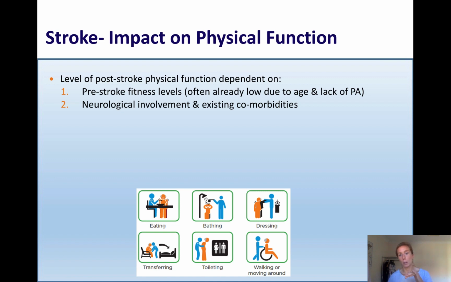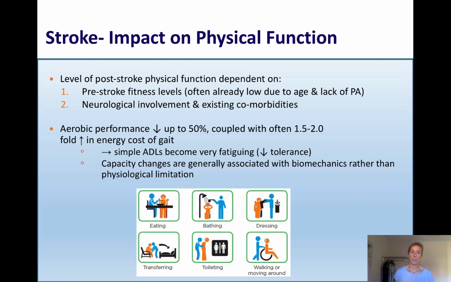But when we think about the population that strokes typically occur in, it is that aged population, okay? We know there's an aging effect, so they're going to occur more regularly in your aging population. And we know there are issues already there in terms of physical inactivity, sedentary behaviour, atrophy of the muscles, reduced cardiovascular fitness. So typically people don't always have a very strong level of fitness before a stroke in the population it typically arises in. Also neurological involvement and existing comorbidities. So again, if people have got a lot of different things going on, then of course that equally is going to impact physical function.